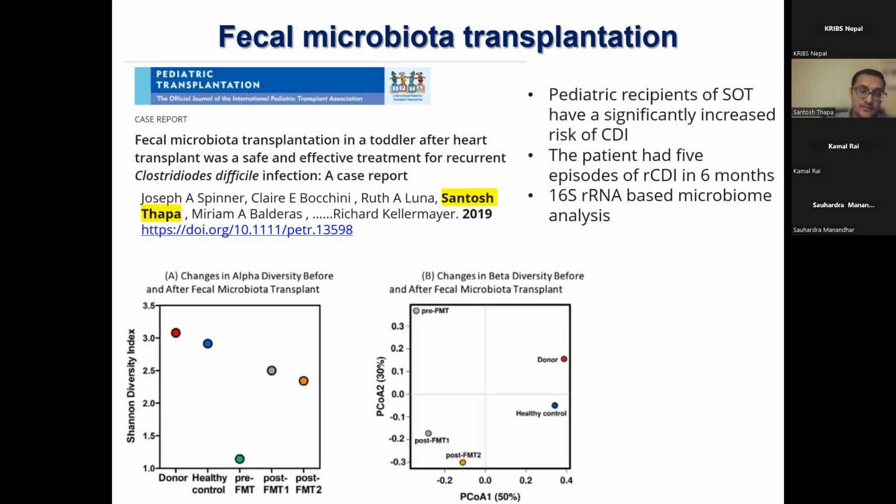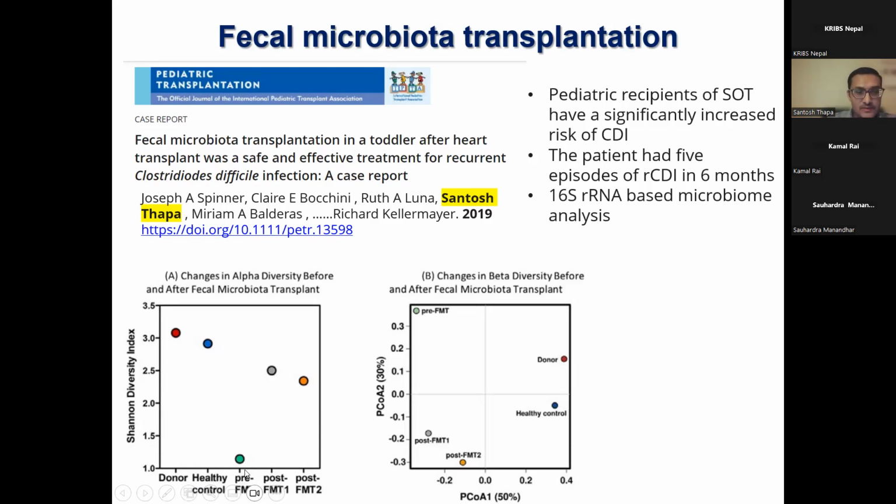So here in figures A and B, the y-axis is called the Shannon diversity index. On the x-axis there are different groups. One is the donor samples. As you can see in the red, the higher alpha diversity, and we also included a healthy control. They are also very much closer to the donor samples.